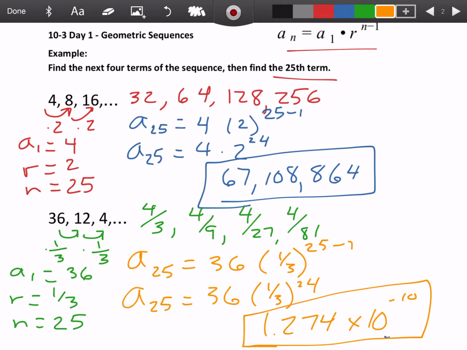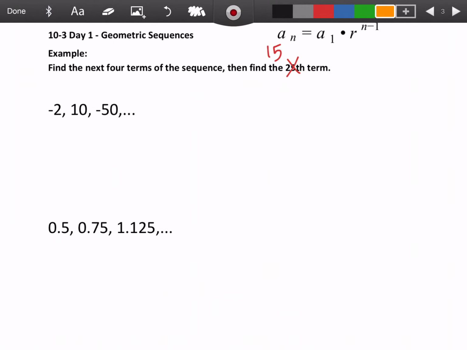These two examples were just to help you realize how fast it grows or how fast it decays when we're talking about geometric sequences. We do have two more examples. I switched this one to the 15th term because I wanted it to be a little bit more manageable.